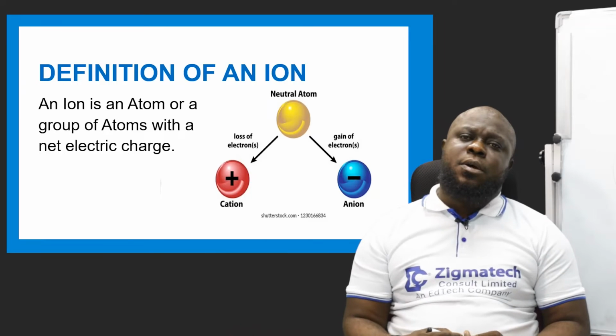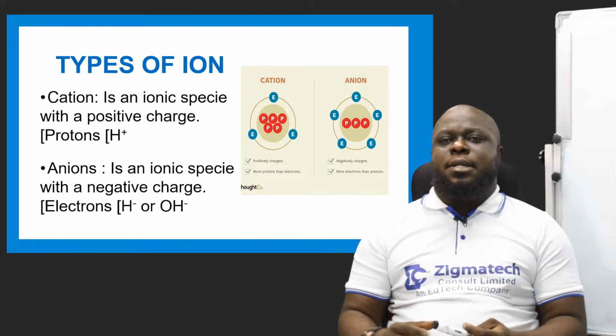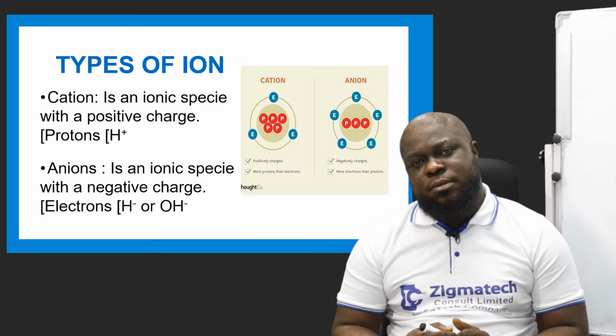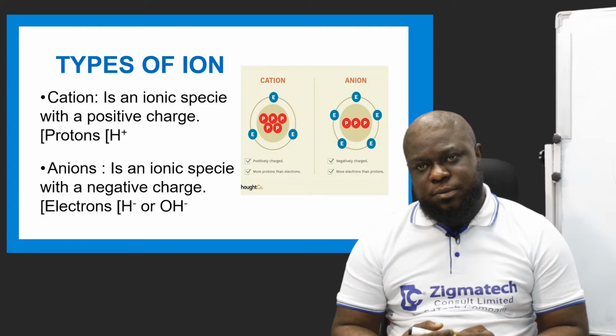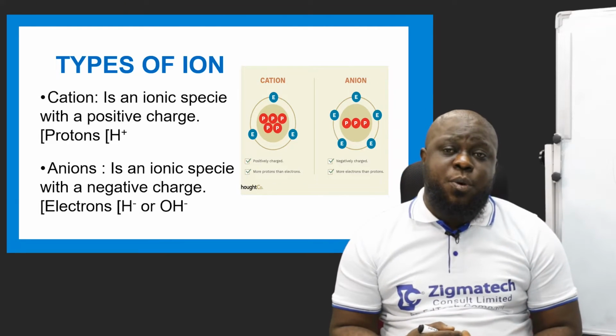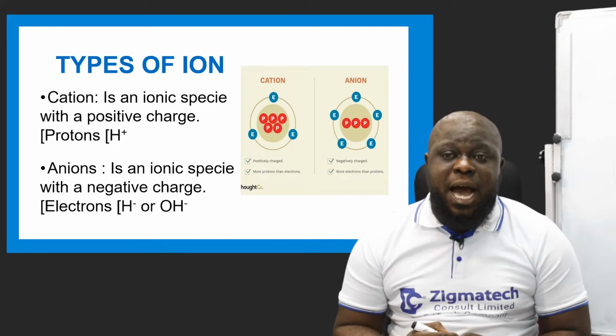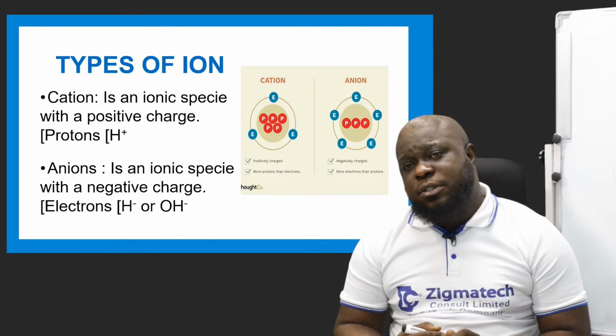Now, types of an ion. There are two types of an ion: we have the cations and the anions.